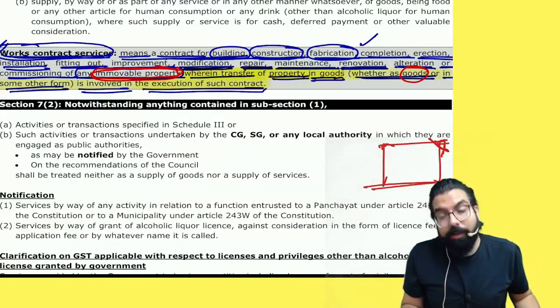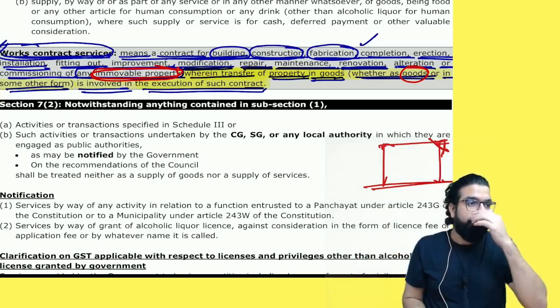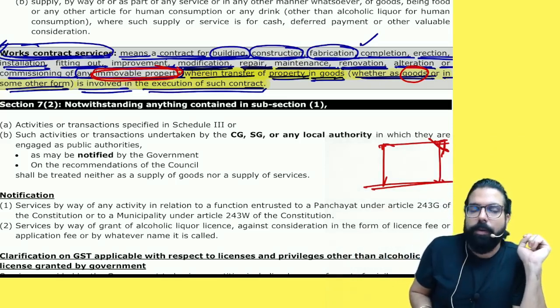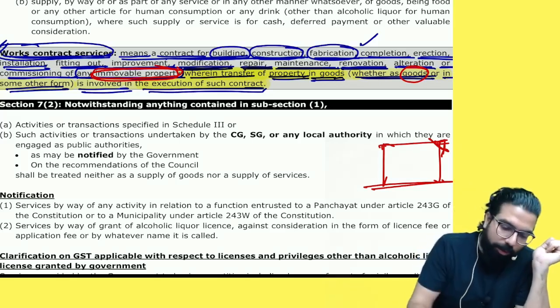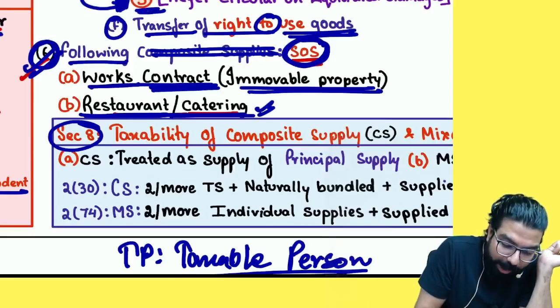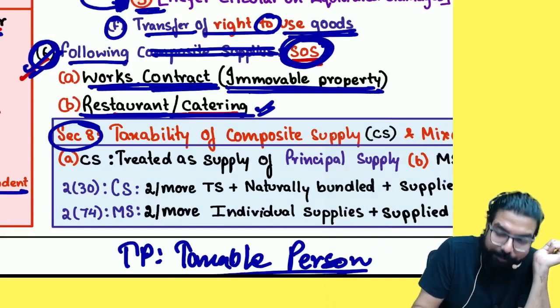Works contract. Is it supply of goods or supply of service? Supply of service. Is my point clear to all? Can we go ahead, everyone? Chalo. I hope this point is clear to all of you. Now listen. Remember, works contract, whenever it is given in relation to immovable property, it is always supply of service.